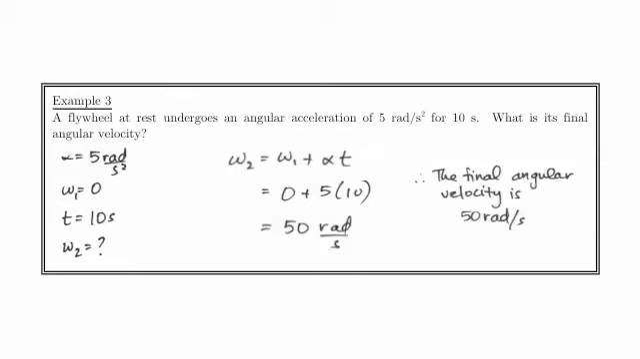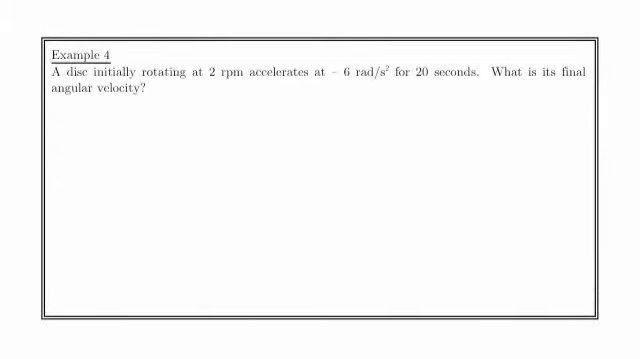So we're using this in a very similar way as we've used kinematics. And you'll see the same type of thing coming up again. A disk initially rotating at 2 revolutions per minute accelerates at -6 radians per second squared, so in the opposite direction, for 20 seconds. What's its final angular velocity? So this is what we know. We know omega 1, we know alpha, we know t, and we're trying to find omega 2.